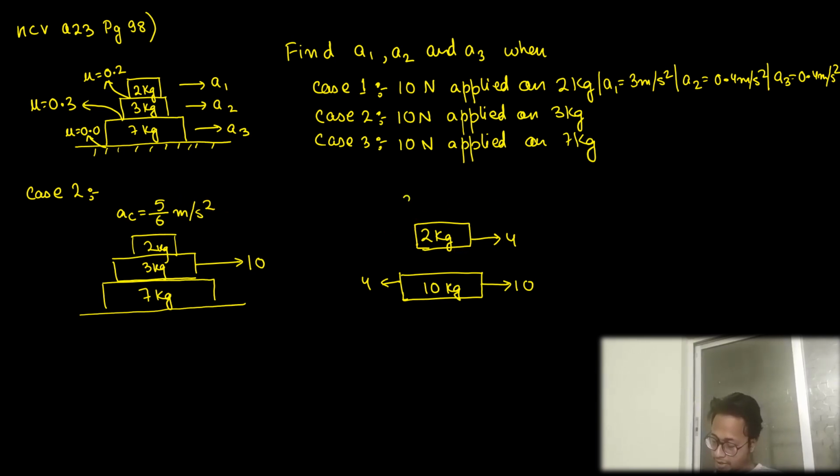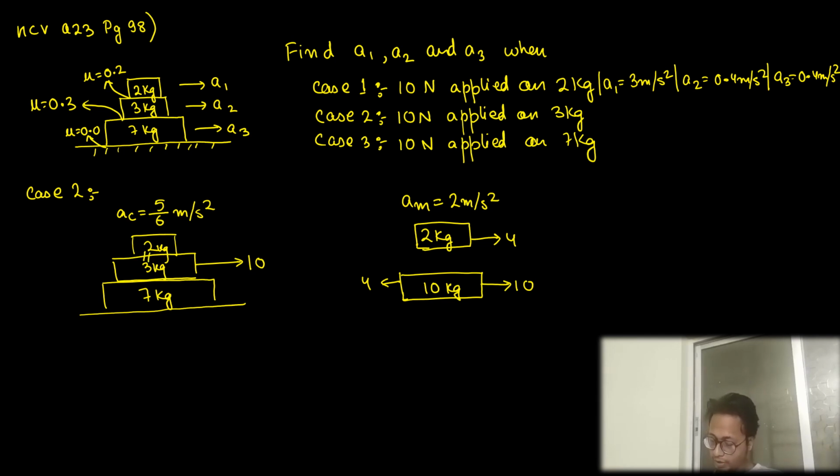So maximum acceleration is equal to how much? 4 divided by 2, 2 meter per second square. So between this value and this value, which is lesser? This value. So out here, this surface does not slip. This surface stays locked together.